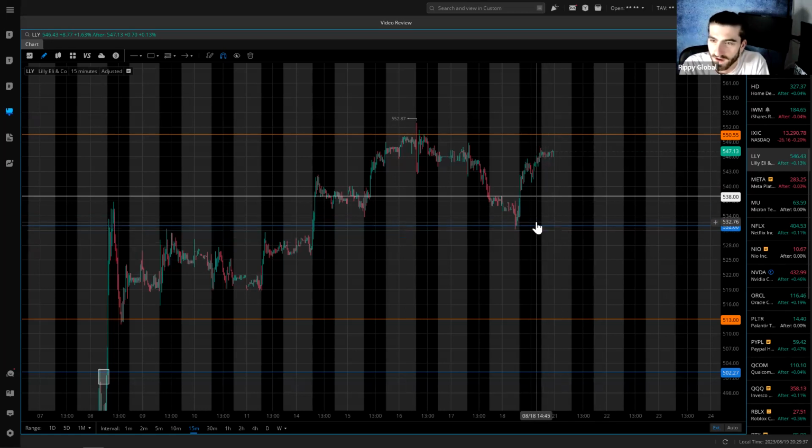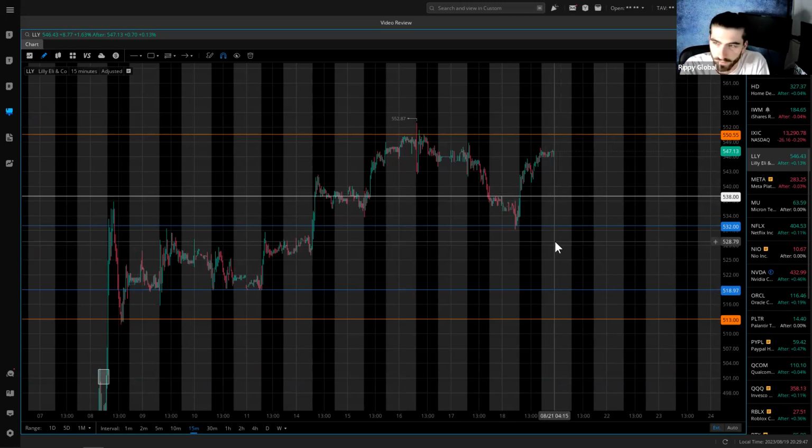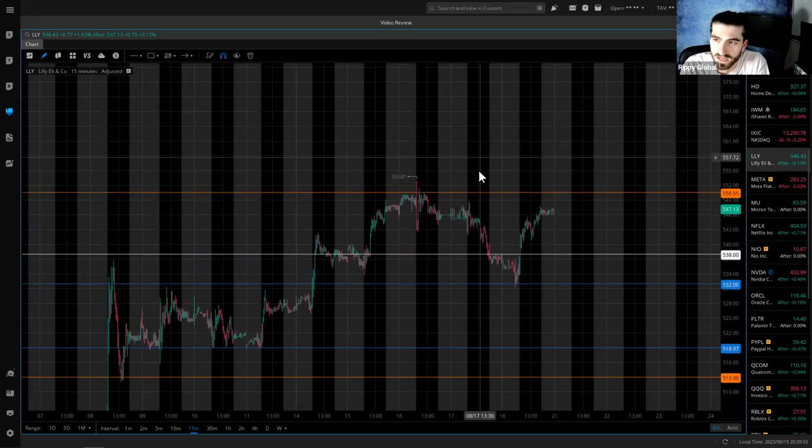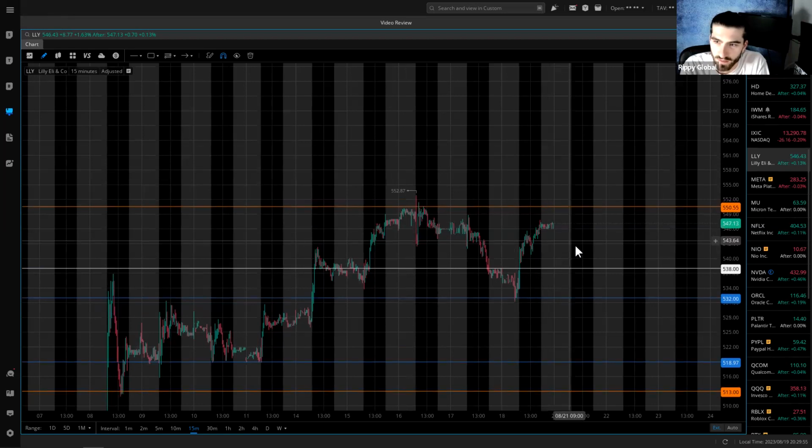If we don't hold 532, we're either going to fill the gap to 513 or at least the gap to $519 a share. Cautious with all-time highs. I don't know if anyone's going to play Lily, but I would just be very cautious. If we break 550.5, there's no telling how high we could go just to reject right back down.